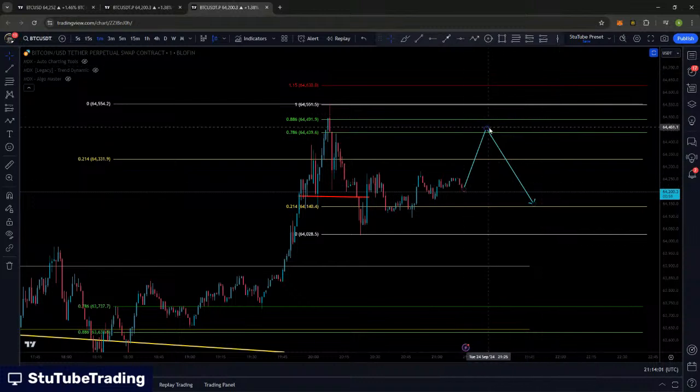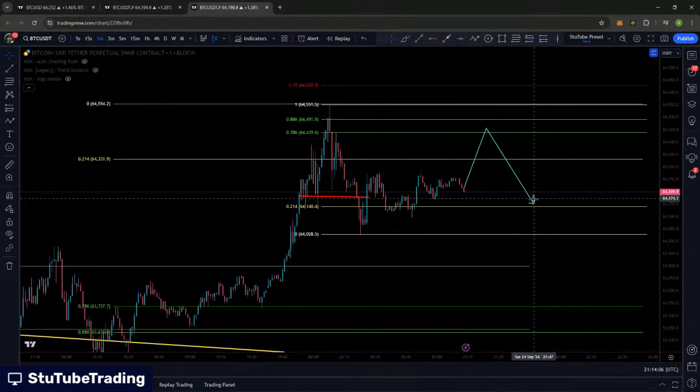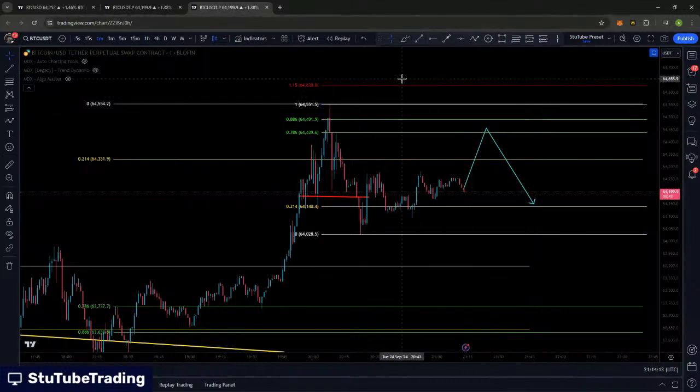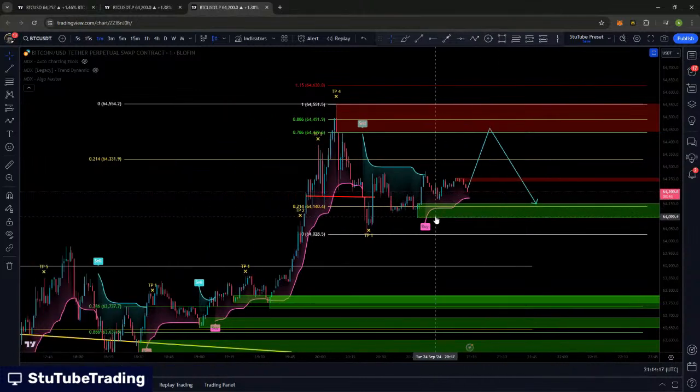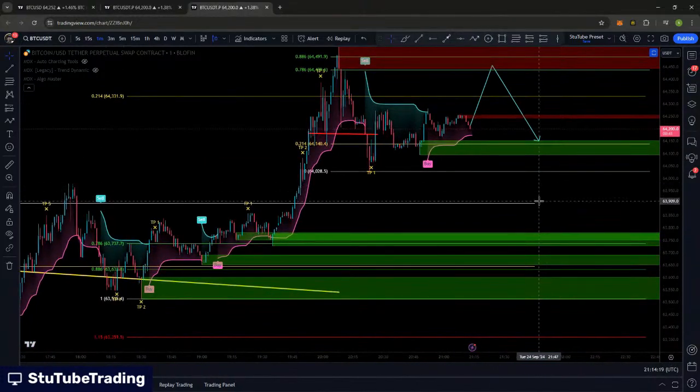That's kind of what I'm looking for, right? I'm trying to get in at the 786, 886, and my first target would basically be the 214. I'd front run it a little bit like I always do, but that's kind of what I'm looking for. Let's see what the Trendmaster indicator is saying. Now we still have a buy.